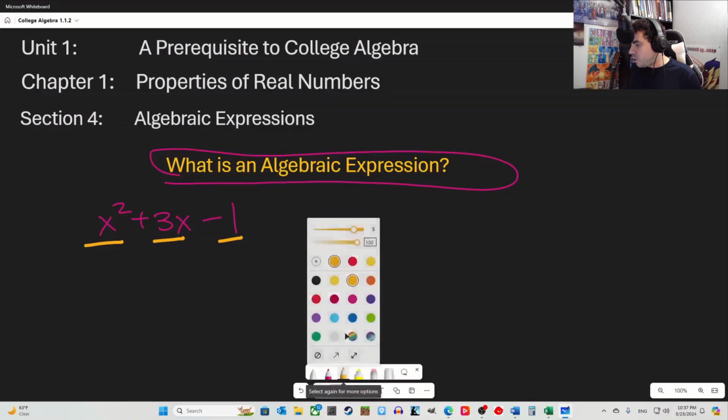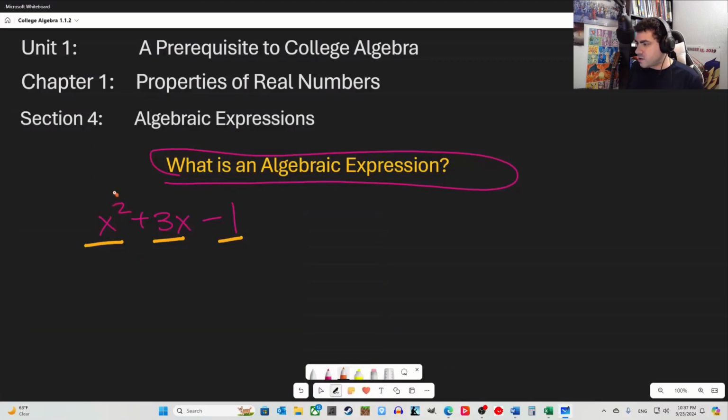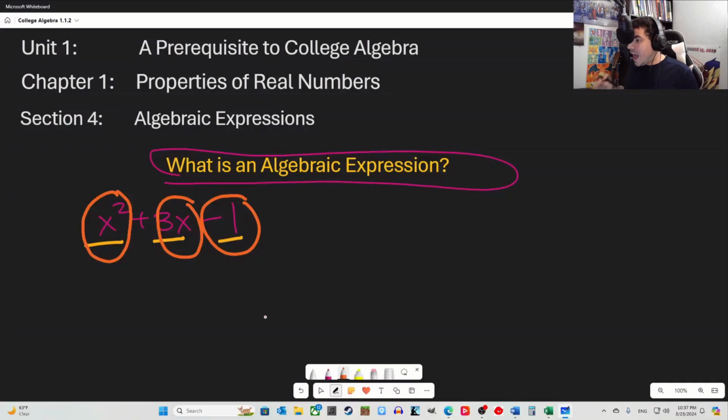Each of these parts here is considered a term. This x squared is a term. This 3x is a term. And this negative 1 is a term. So how do we go about identifying parts of these terms? What are these parts? A term has 2 parts. I'm going to write it down.